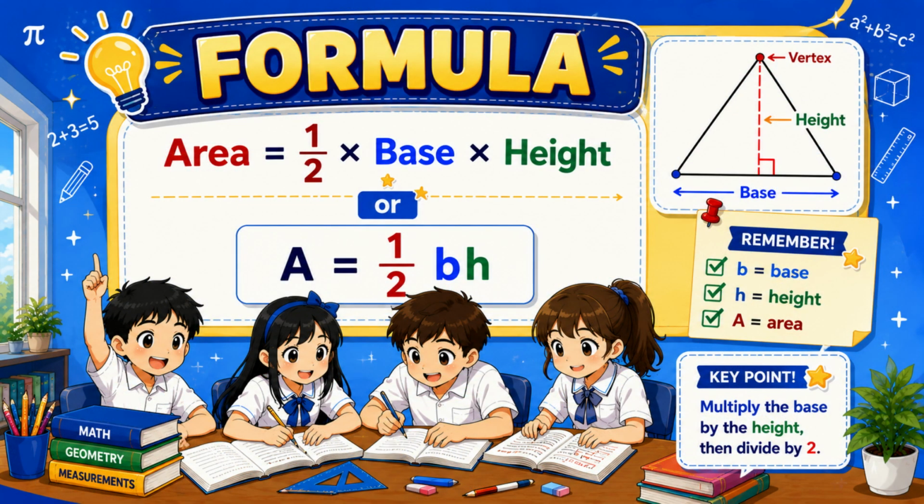Unlike a rectangle, a triangle uses only half of the rectangle's area because 2 identical triangles can form one rectangle. To find the area of a triangle, multiply the base by the height, then divide the product by 2.